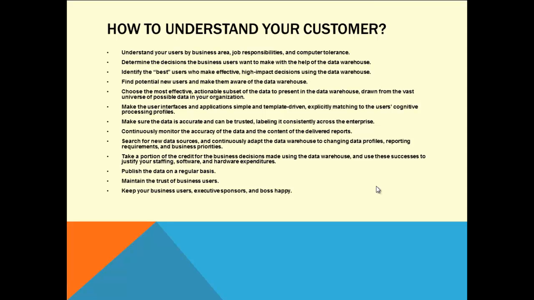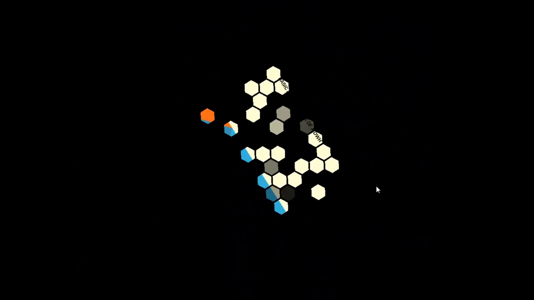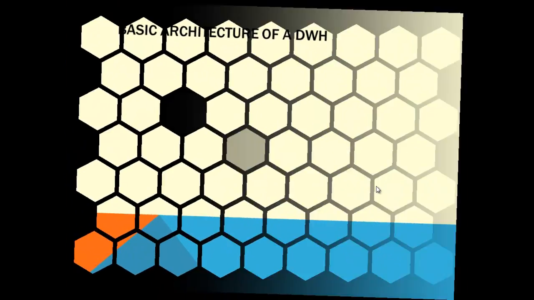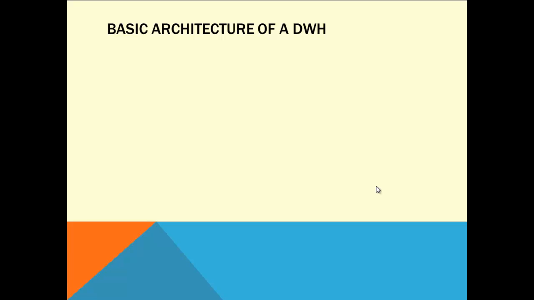If you make them happy, you can be a long-standing resource for them, right? So you'll have to do that also. Finally, let us look at the basic architecture of a data warehouse. All we have talked about so far is planning. Any questions so far, guys? While we plan for the data warehouse, how do we understand a customer and plan for the data warehouse?